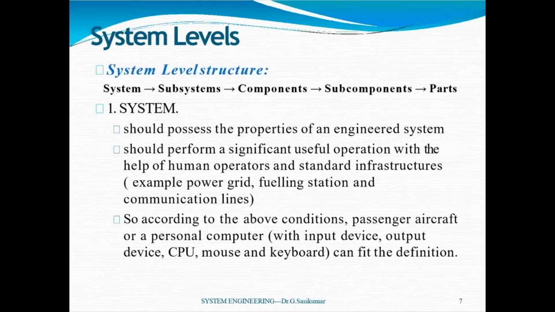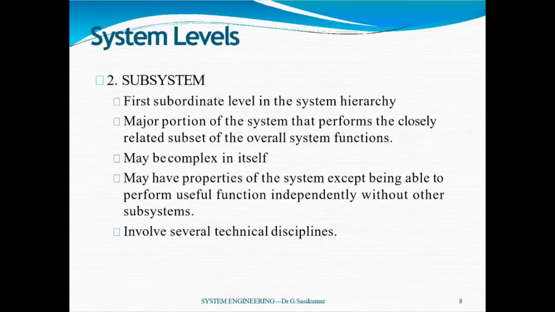So first, take a system. What is a system? A system must possess the properties of an engineered system and should perform significant useful operation with the help of a human operator and standard infrastructure. Examples: power grid, fueling station, and communication lines. According to the concept of a system and the conditions we have discussed, we can take a passenger aircraft or a personal computer with input-output device, CPU, mouse, and keyboard. Anything can fit into this definition. A system must have properties and significant operation. That is called a system.